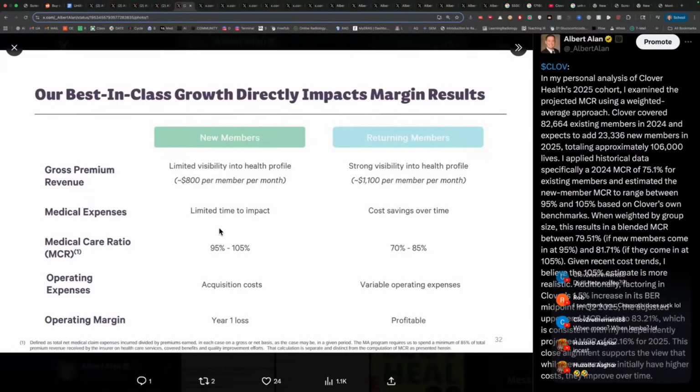New members are unprofitable. Their medical cost ratio is high. But once they return, the Clover Assistant, their AI, reduces the costs. And they've been proven to do that, right? The question is, can they do it outside of New Jersey? Well, if you look at Peter, he said that I believe Georgia or one of them outside of New Jersey is going to be the next New Jersey, right?